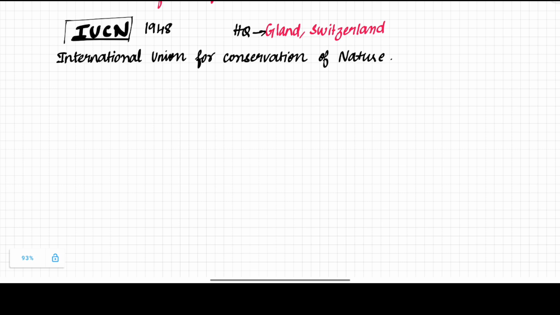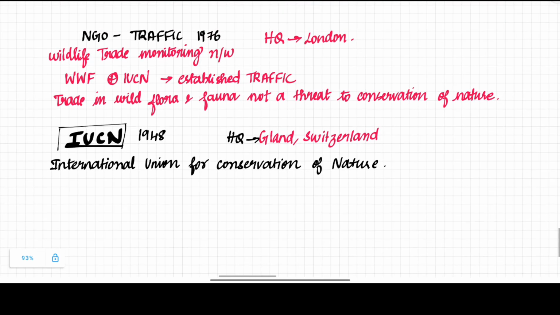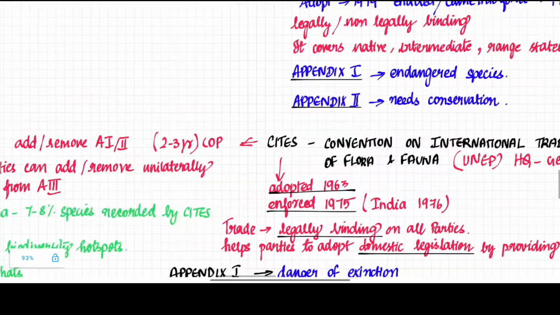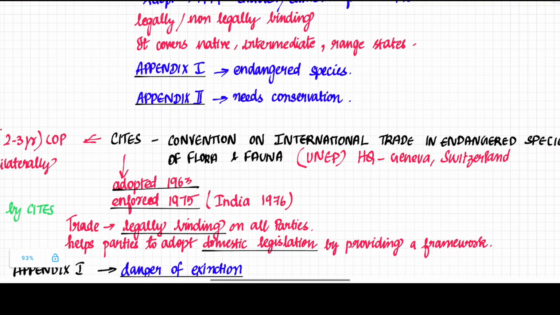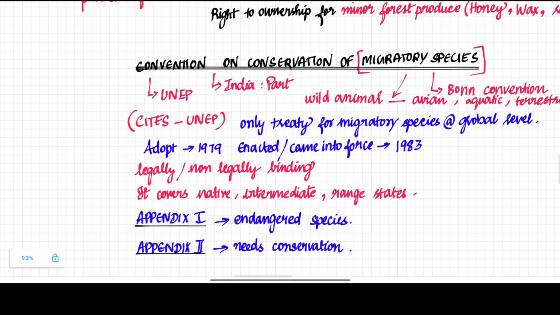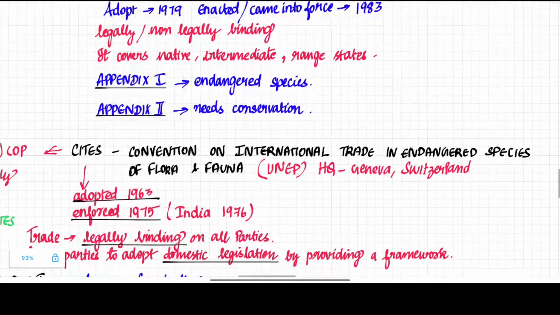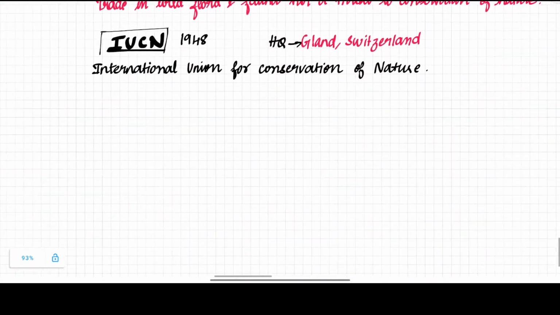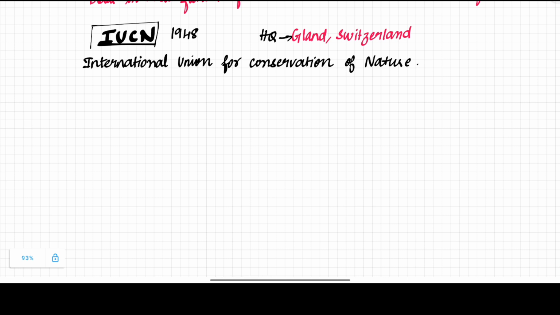When we recap, we can say that the headquarters of TRAFFIC is in London, and the headquarters of CITES is in Geneva, Switzerland. These are the three places related to headquarters. Gland, Switzerland is for IUCN.